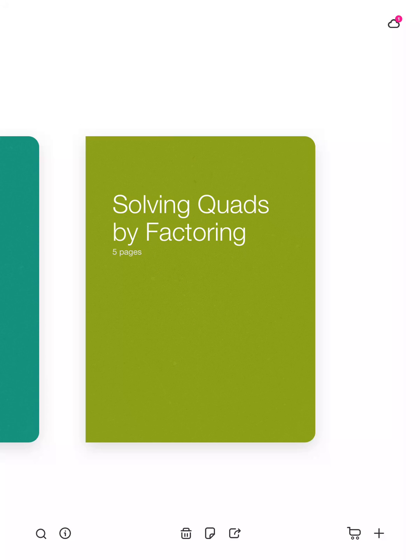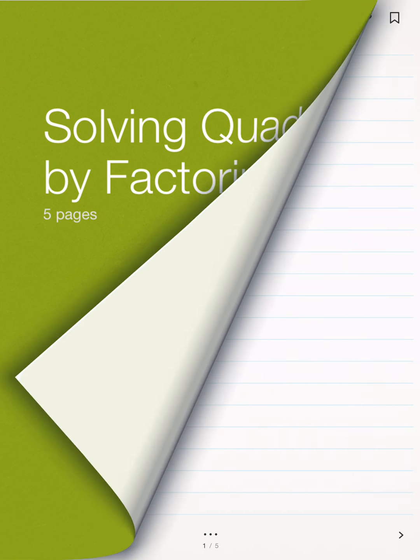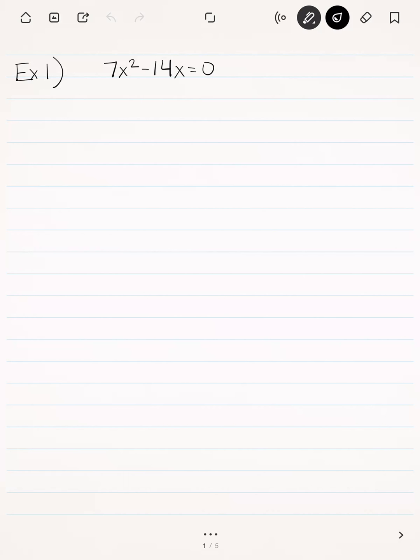This video is solving quadratics by factoring. So our first example, we have 7x squared minus 14x equals 0. What we need to make sure of is that everything is on one side of the equal sign. Okay, and we have it set equal to 0.